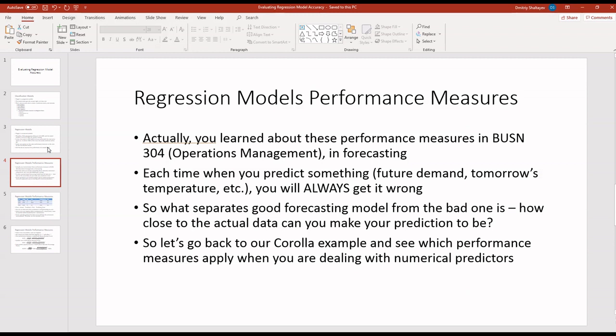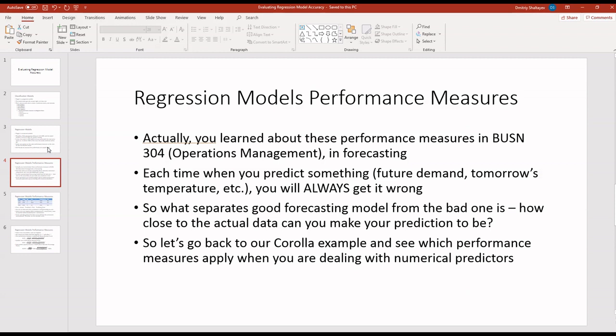And the first rule of forecasting is that no matter how hard you try to predict your demand, for example, 100% accurately, not going to happen. You will always get it wrong. That's the first rule of forecasting. No matter what you do, your forecast is going to be inaccurate. So it's going to be off, different from the actual.